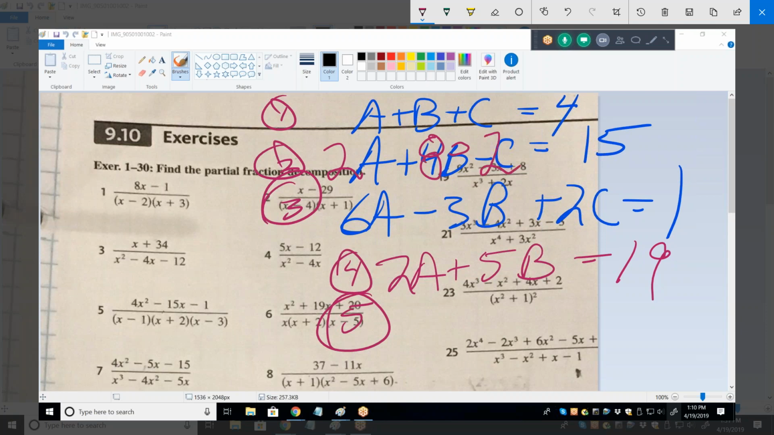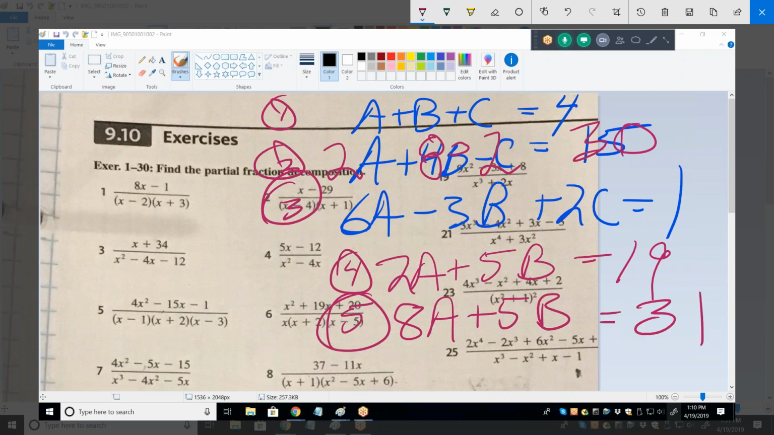Go ahead, add it. So that will be 8a plus 5b is equal to 31. I forgot to multiply that side by 2. Very good. Okay, now we have 2 equations and 2 unknowns. That's pretty easy. That's a lot easier than 3 equations and 3 unknowns.